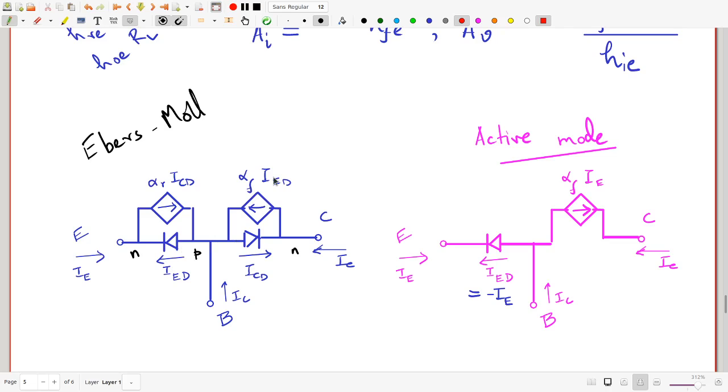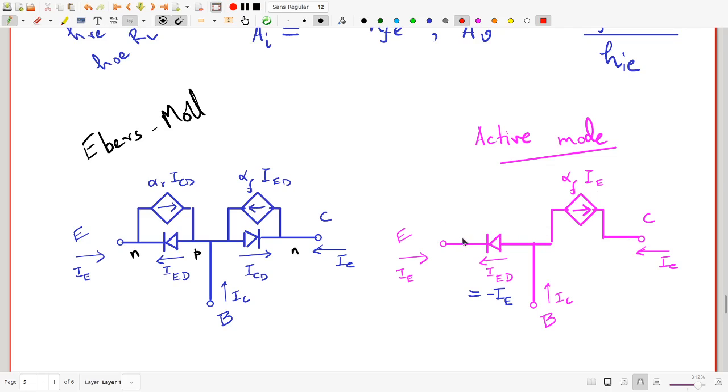So this is the Ebers-Moll model, which is a reasonably good approximate model based on the physics of the transistor. Now in the active mode, we saw that there is a further simplification, because this diode, the collector base junction, is reverse biased. In the active mode, you can imagine that this is just an open circuit. You can drop it. Of course, when you drop it, ICD vanishes, so does this. So you're left with just this alpha F IE on this side.